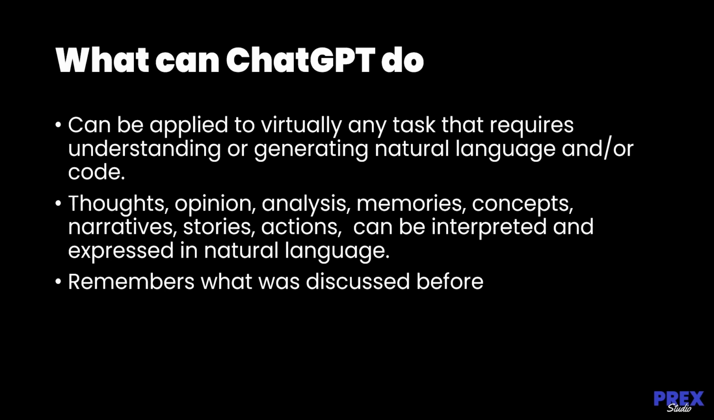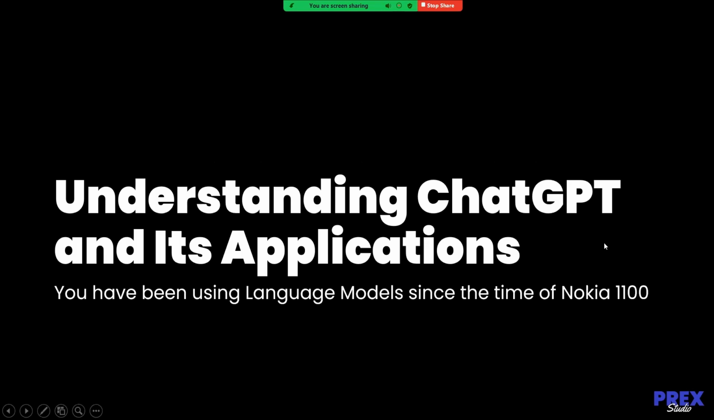And it is important for us to understand that even when we're communicating with other people, it doesn't matter whether they're your thoughts, your opinions, your analysis, memories, concepts, narratives, stories, or actions, they're all expressed as natural language. So effectively, ChatGPT is capable of doing all these things. You can ask ChatGPT to dream about something, and it is going to tell you what to dream about, right? And that is how powerful this technology is. It also remembers what was discussed before in a particular chat thread, like we had seen, and that makes it quite different from the tools that we have used before.